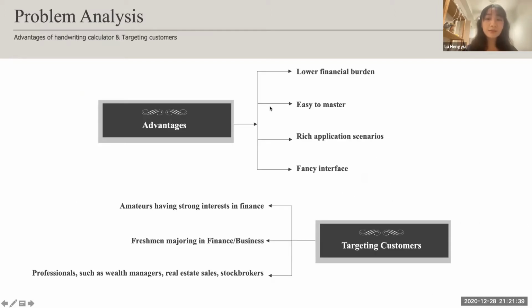So in comparison to the physical calculators, either scientific or financial one, what is the advantage of a handwriting calculator? The answer can be described from 4 parts. Firstly, lower financial burden. Traditional physical calculators are expensive, while a virtual calculator is free or will charge very little. Secondly, easy to master. Traditional financial calculators are complicated to use, and may require certain training. However, users can operate according to the instructions due to the handwriting one's interactive interface.